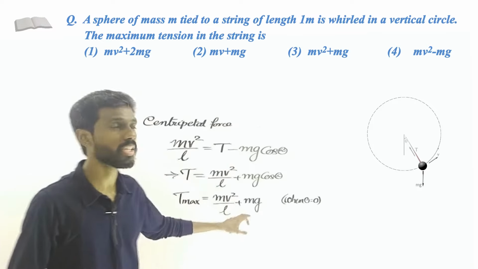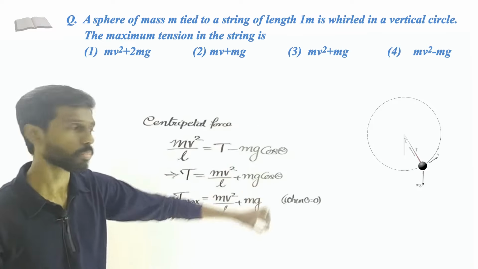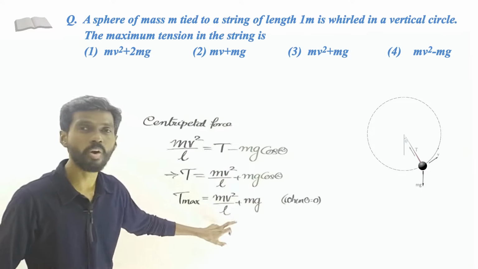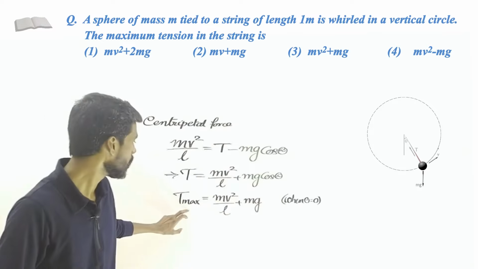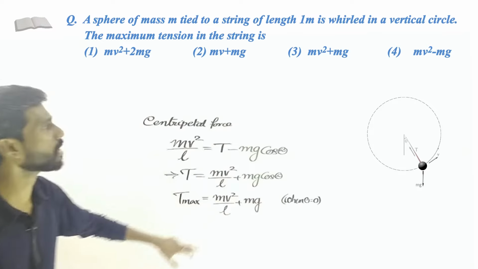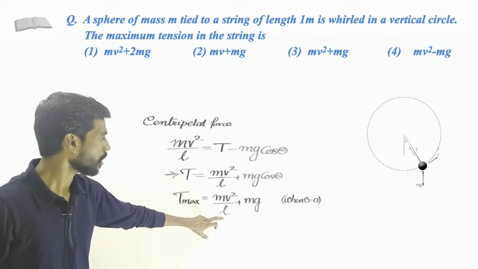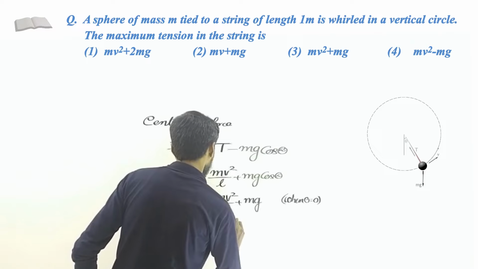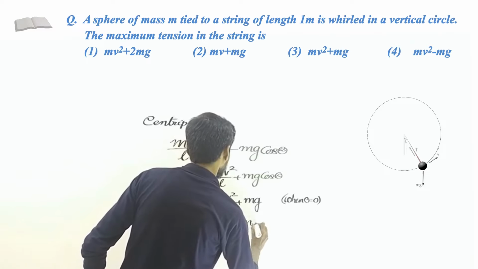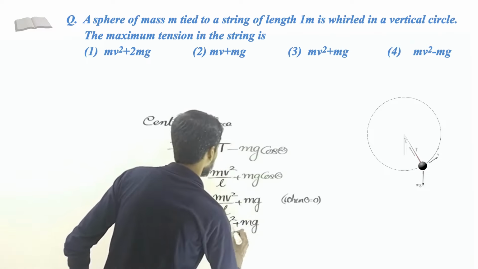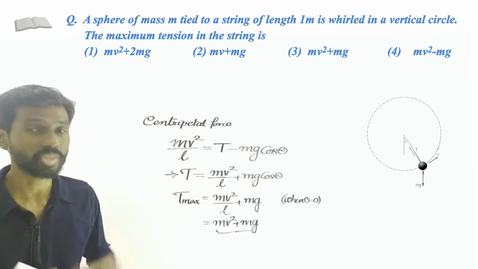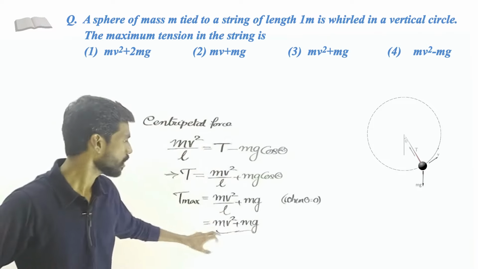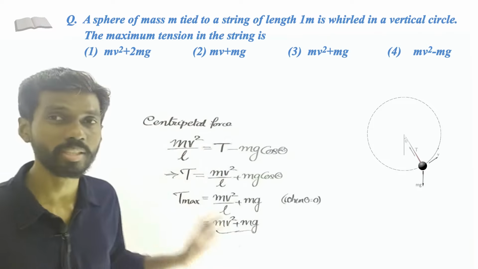So the maximum tension is when it is at the bottommost point. So this is the value of maximum tension. Do you understand? But L is given in the question, right? L is 1 meter, so we can substitute here: mv square by L plus mg. L is the length of the string, which is given to be 1 meter. So this is the maximum tension of the string.